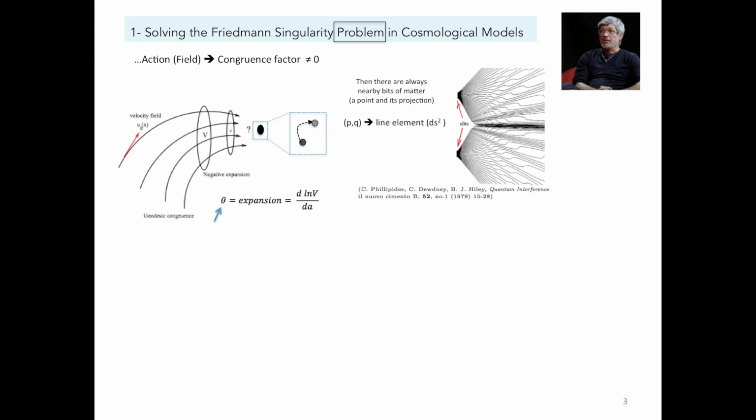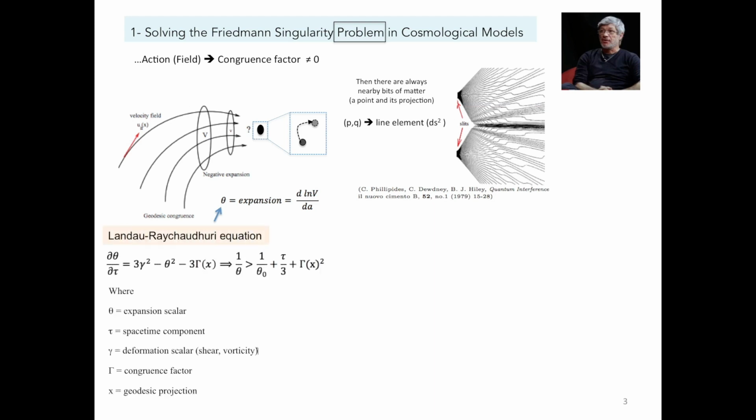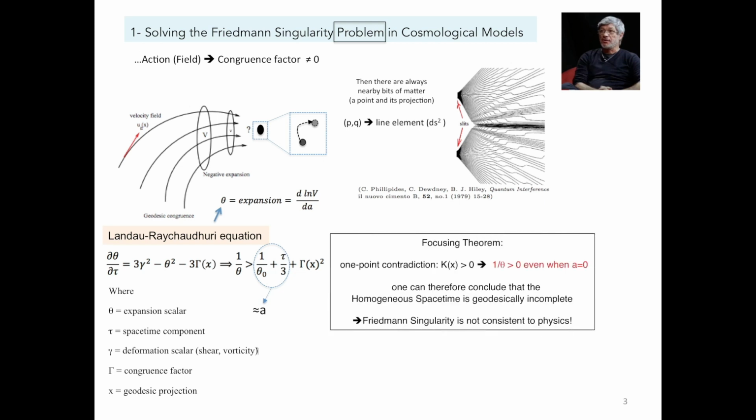And in the case of Einstein equations, this problem is addressed through the Landau-Raychaudhuri equation, which I'm not going to detail here. Its solution says that the contraction coefficient, the inverse of theta, is greater than or equal to the congruence factor, even when this term, which is equivalent to the Friedmann singularity, is null. Therefore, the exact solution of the Einstein equation is incompatible with the Friedmann singularity. Its proof is known as the focusing theorem, which I'm not going to detail here, but this is the important result, actually in red. But the question is how to solve this problem in cosmology.